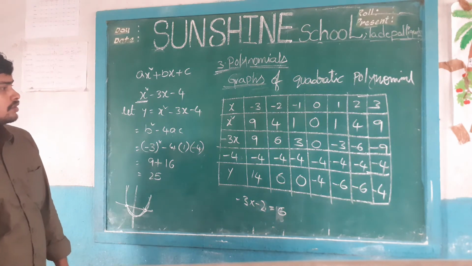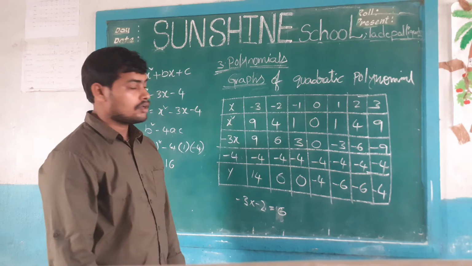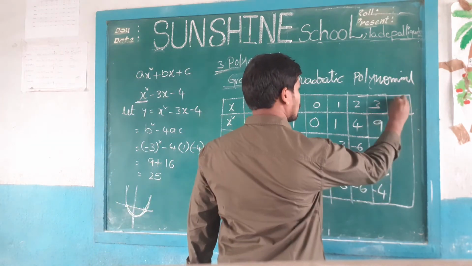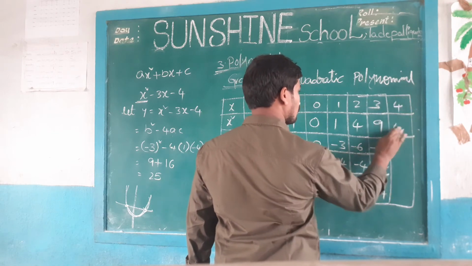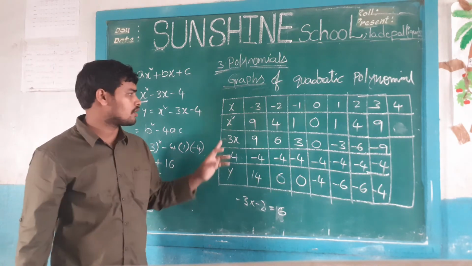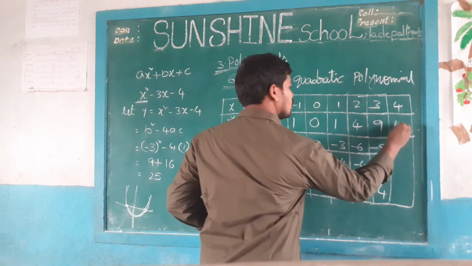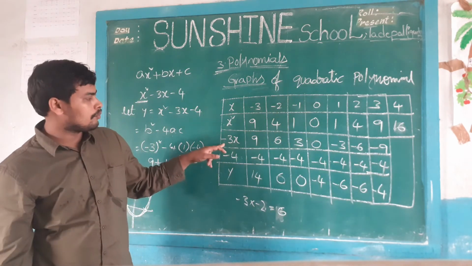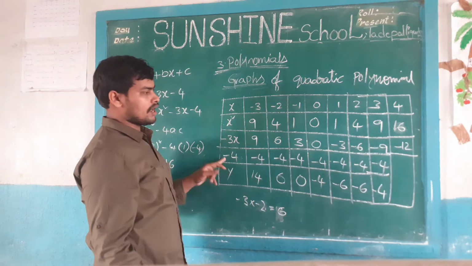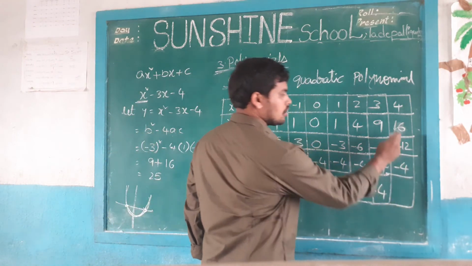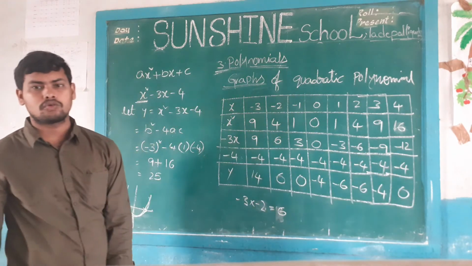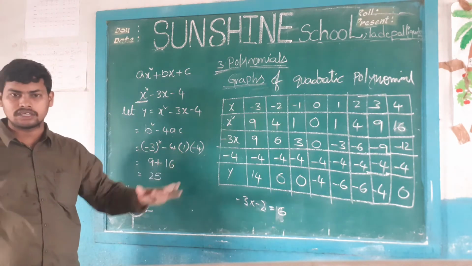Next, now consider another value. Okay, 4. Actually, these points are enough for you. 4 square, 16. 4 into minus 3, minus 12, minus 4. 16 minus 12, 4. 4 minus 4, 0. So here there are two zeros. We have to stop this process here.